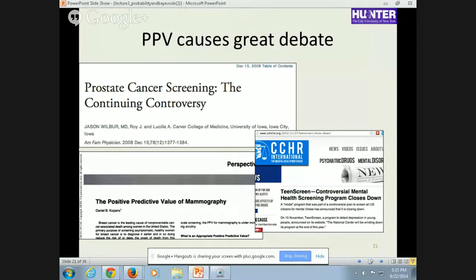So as I mentioned, this has actually caused a lot of problems in the literature. There are other reasons behind these as well, but this has happened over and over with good tests that are applied to a very low prevalence disease: prostate cancer, breast cancer, mental health screenings here. So these are being applied to a healthy population, and you end up with a lot of false positive cases.